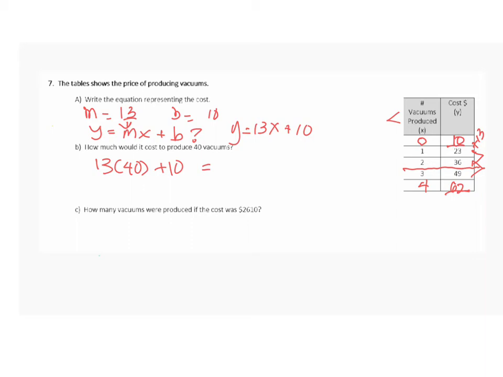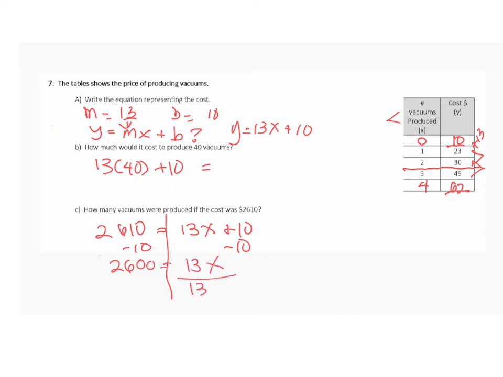Next question is how many vacuums were produced if the cost was 2,610? So the cost is y. So what they're saying is 2610 equals 13x plus 10, and we have to solve that. So you would subtract 10, then you get 2600 equals 13x. And then you divide both sides by 13, and whatever 2,600 divided by 13, that is the number of vacuums. I'm going to let you figure that out.